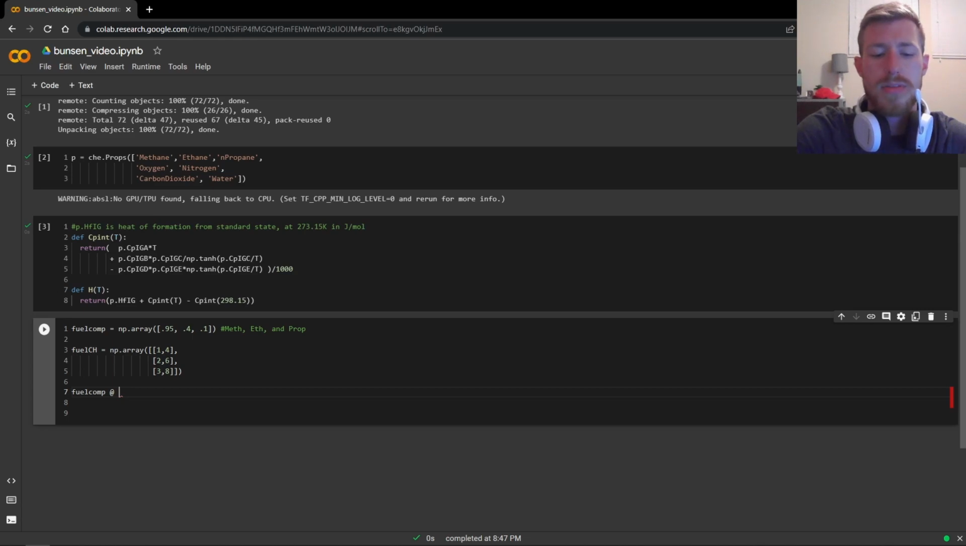So the fuel comp multiplied by fuel CH, there it is. And what do we want that to be? Well, as I discussed earlier, it will start left to right. So the first thing we want is the 1, 2, 3, which describes our carbons. We're going to call this NC for moles of carbon, and the other one will be hydrogen, NH for moles of hydrogen, and that's equal to this matrix multiplication. So now we have the number of moles of carbon and hydrogen in this fuel mixture on average.